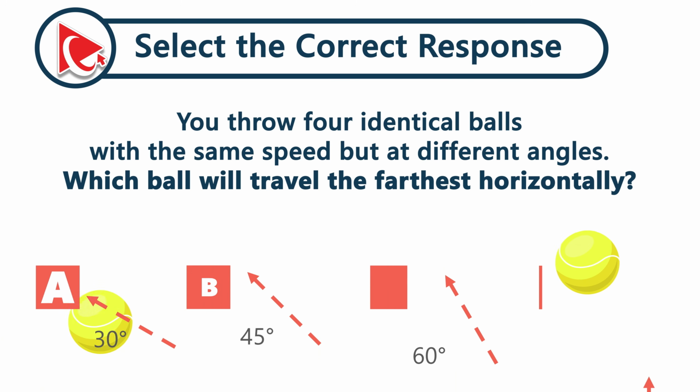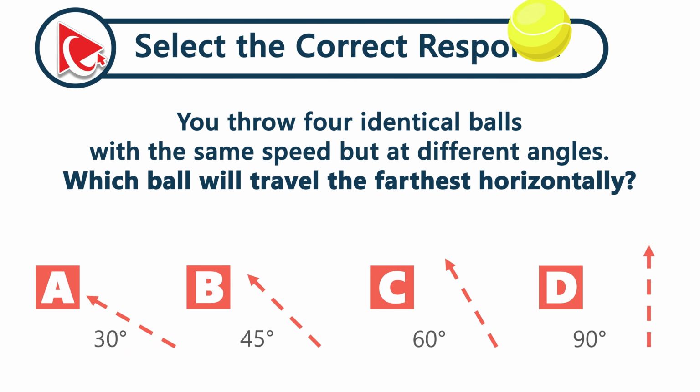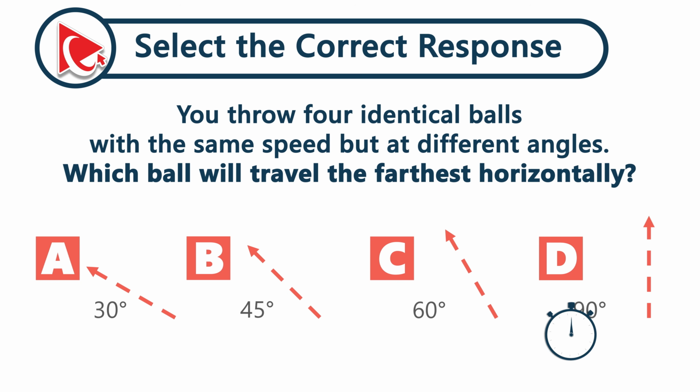You throw 4 identical balls with the same speed, but at different angles. Which ball will travel the farthest horizontally?